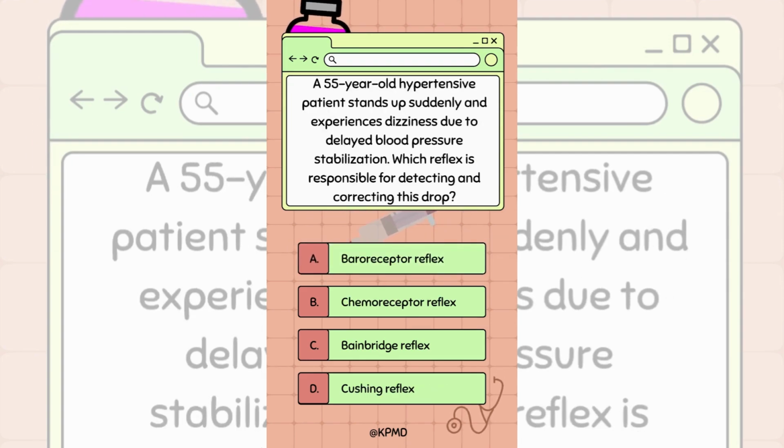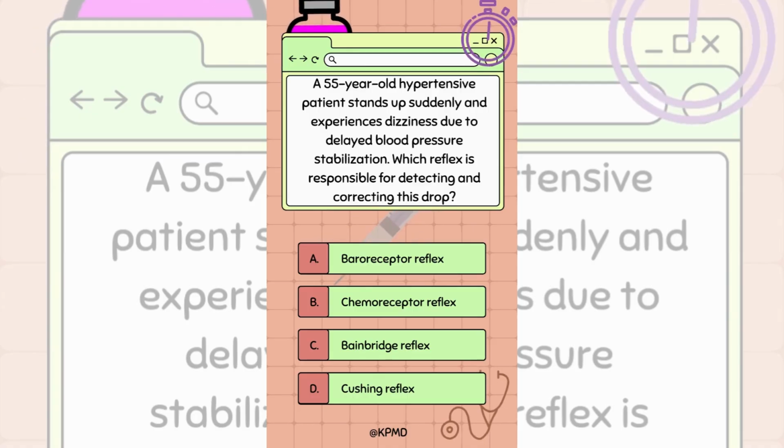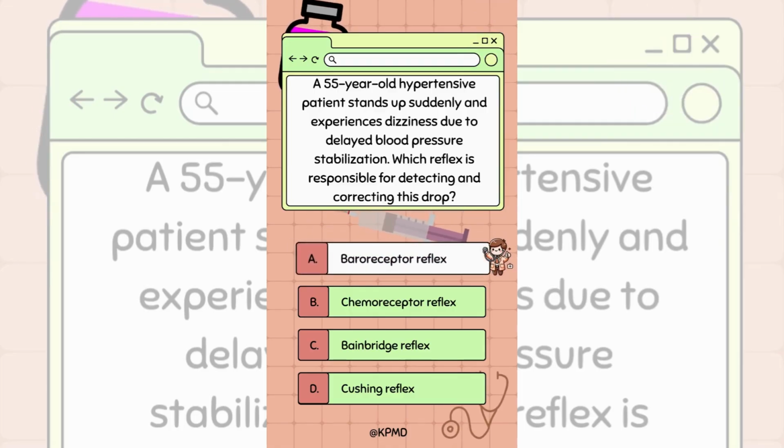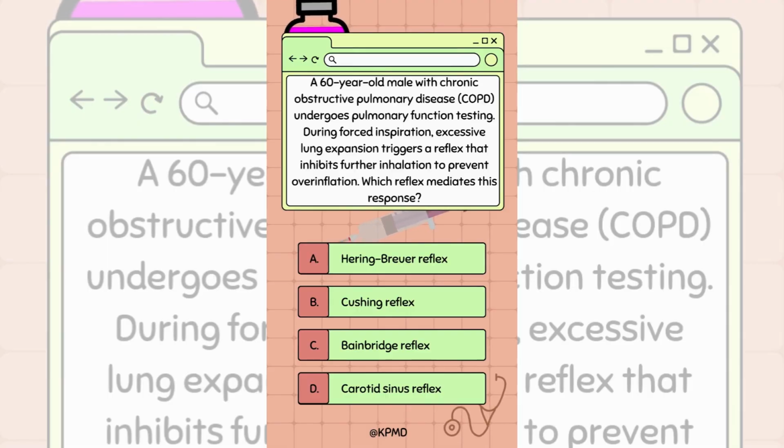A 55-year-old hypertensive patient stands up suddenly and experiences dizziness due to delayed blood pressure stabilization. Which reflex is responsible for detecting and correcting this drop? It's A, baroreceptor reflex.